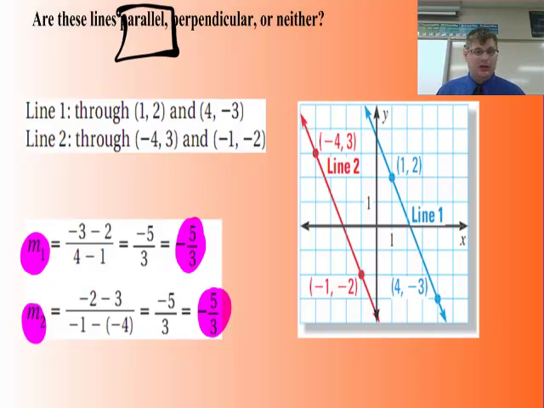So I'm just going to call this one parallel. Of course, you would write that out. Anyway, there you have it. That is everything we need to know for now about slope.